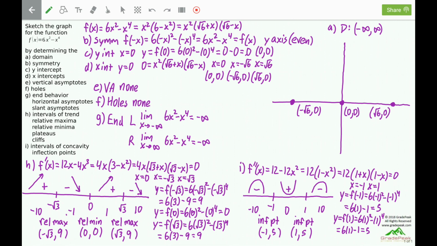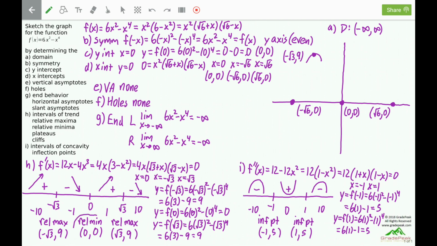We have a relative maximum occurring at negative square root of 3, comma 9. Now square root of 3 is not as big as square root of 6, and negative square root of 3 will not be as negative as negative square root of 6. And that has a y-coordinate of 9, so we'll end up somewhere up here. We can label this as negative square root of 3, comma 9. And this is going to be a relative maximum, so we'll give it a relative maximum kind of shape.